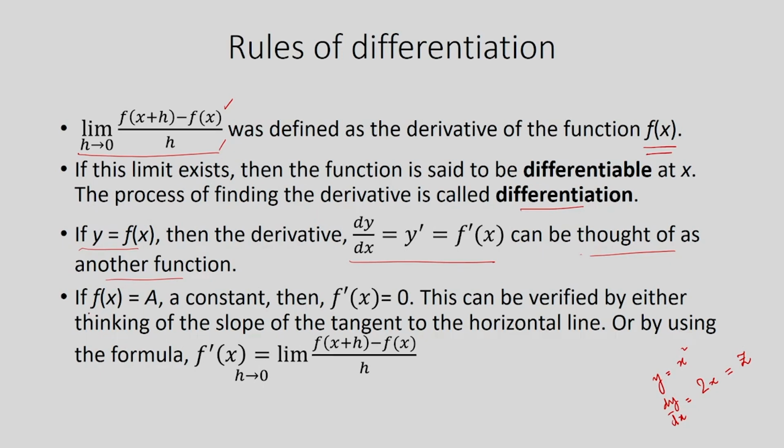So, now we can talk about another very simple function. Suppose f(x) is equal to capital A, which is a constant. Then what about the derivative? The derivative is equal to actually 0, f dash of x is equal to 0. What is the proof of this? This can be verified by two ways. You can think about the slope of the tangent to any horizontal line.